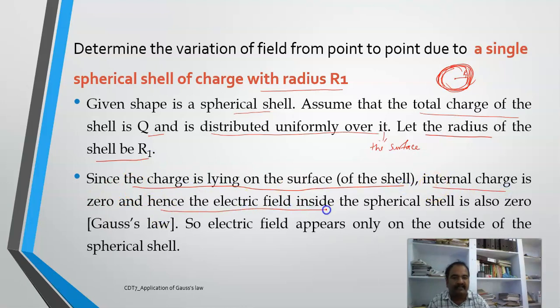And hence, the electric field inside the spherical shell is also zero, which is nothing but Gauss law. Because if I consider any point here, the normal component of electric flux is always equal to the charge enclosed. When there is no charge enclosed, there is no electric field. Since this spherical shell is hollow, there is no charge inside it, only the charge is on the surface. So inside there won't be electric field because there is no charge inside.